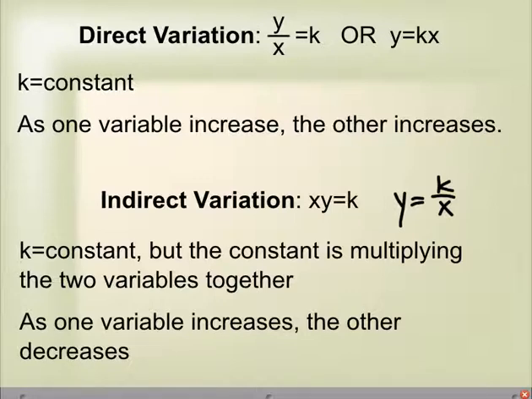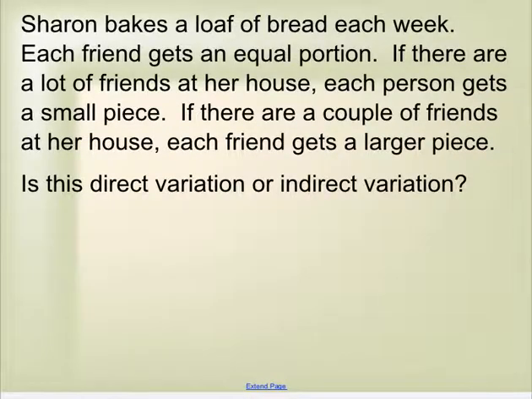All right, so let's look at a situation here. Sharon bakes a loaf of bread each week. Each friend gets an equal portion. If there are a lot of friends at her house, each person gets a small piece. If there are a couple of friends at the house, each friend gets a larger piece. Is this direct or indirect variation?